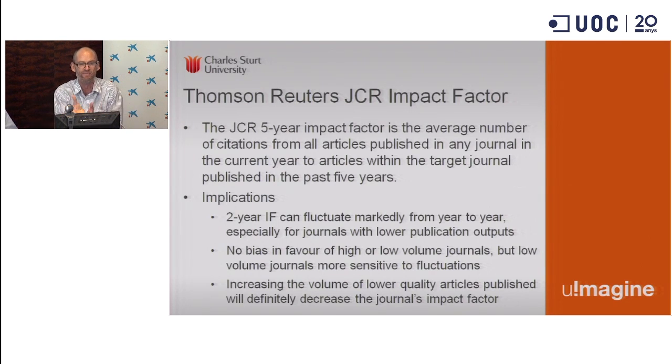So it gives you a measure of the impact that articles in AJET are currently having on the field. And the two-year one covers the most recent 2 years of articles, so it's a much more current measure and therefore more fluctuating. There's no real bias in favour of high or low volume journals through this measure, because whether you publish 200 articles a year or 20 articles a year, it's still based on the average number of citations per article. So increasing the volume and decreasing the quality can have a detrimental effect on the impact factor. If you want to keep the impact factor high, the best way to do that is to keep the quality of the articles high and not publish things that are not likely to be cited.